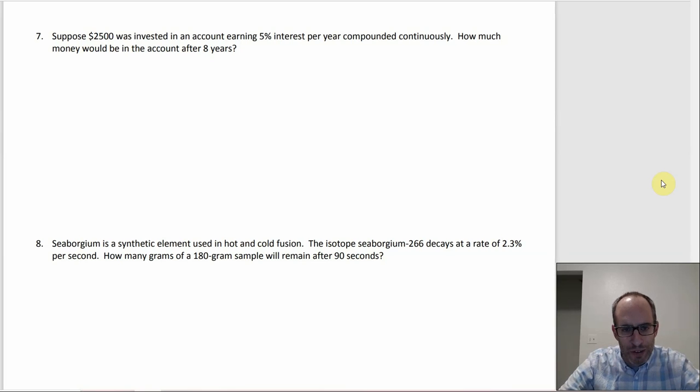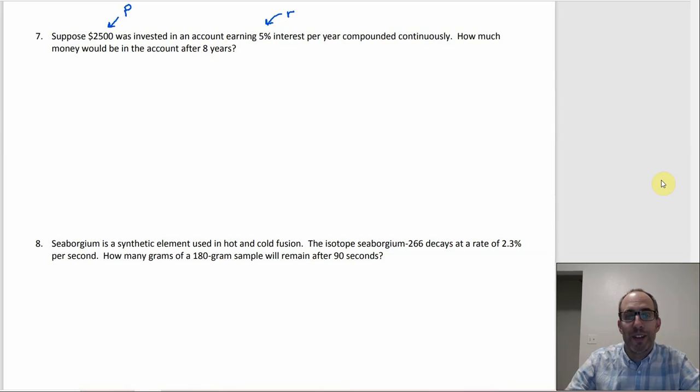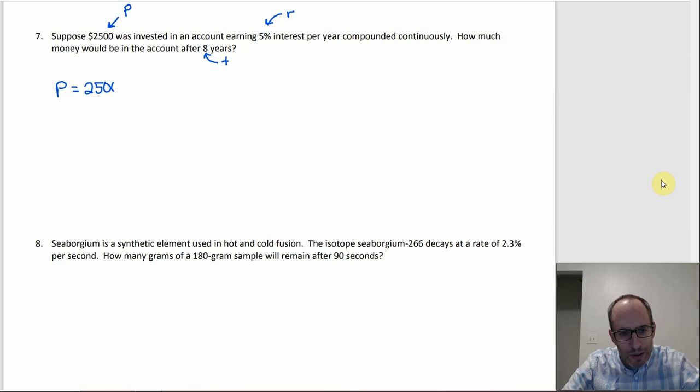So the 2,500, that's the initial amount invested. So that's P, right? That's our initial amount. 5% interest per year compounded continuously. It looks like there's our R. And then after 8 years, that's the elapsed time. So it looks like that right there is our T. So what we've got is that P is 2,500.